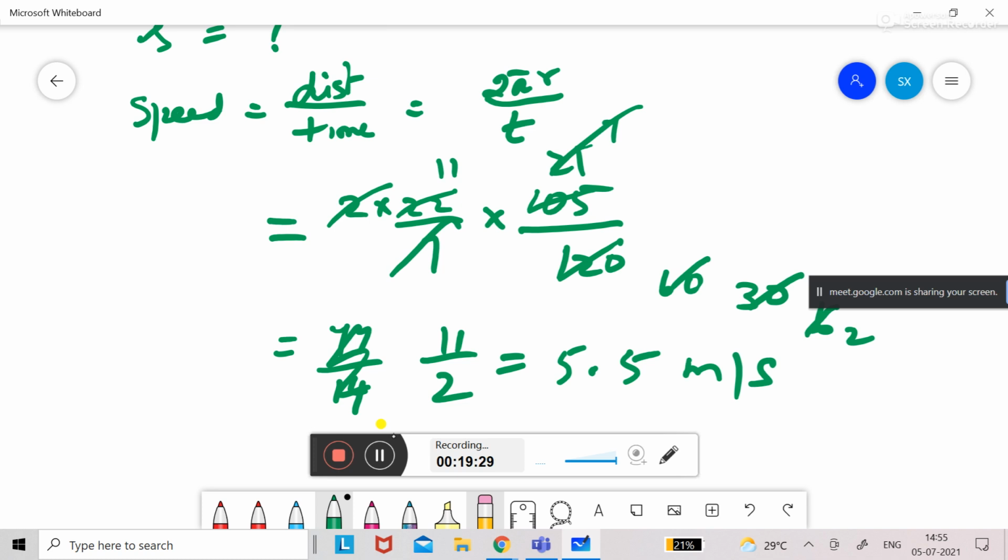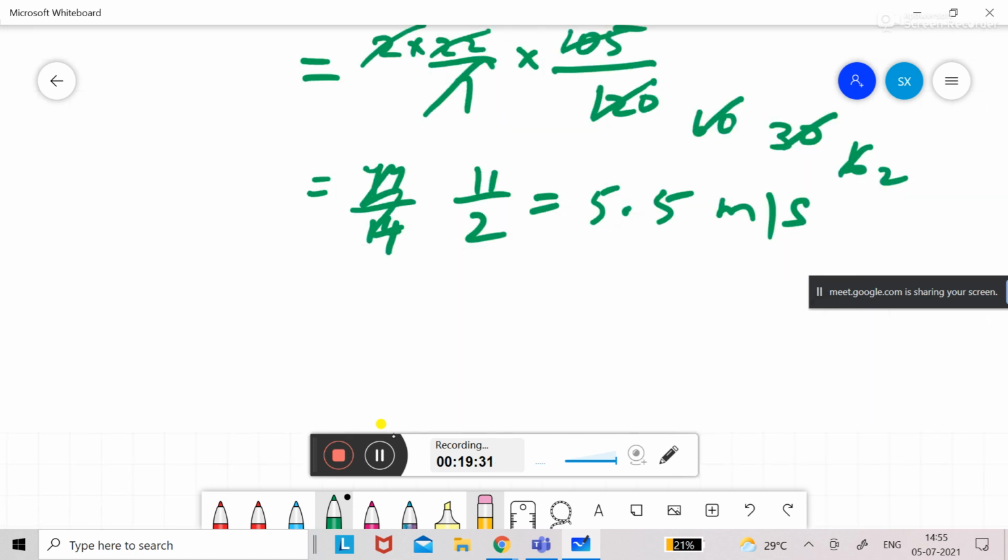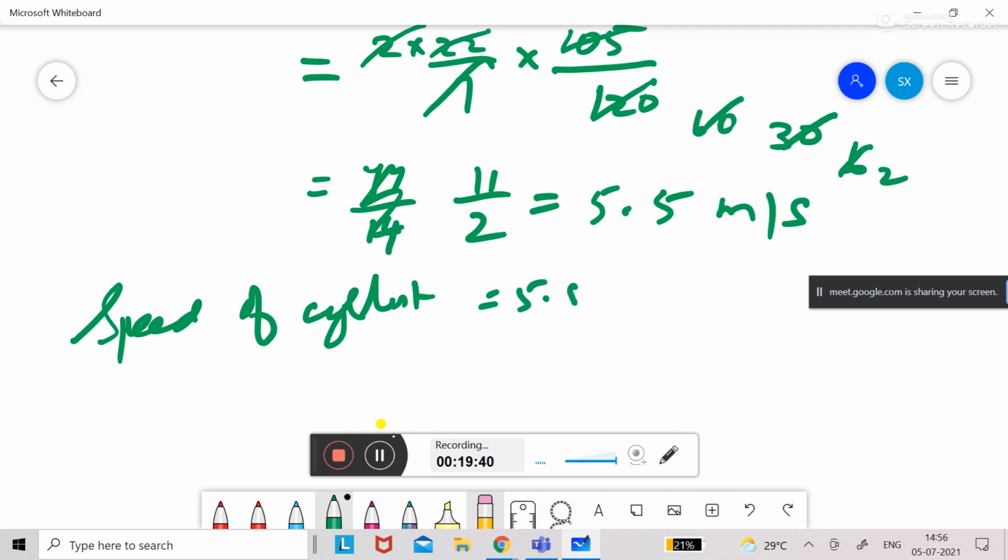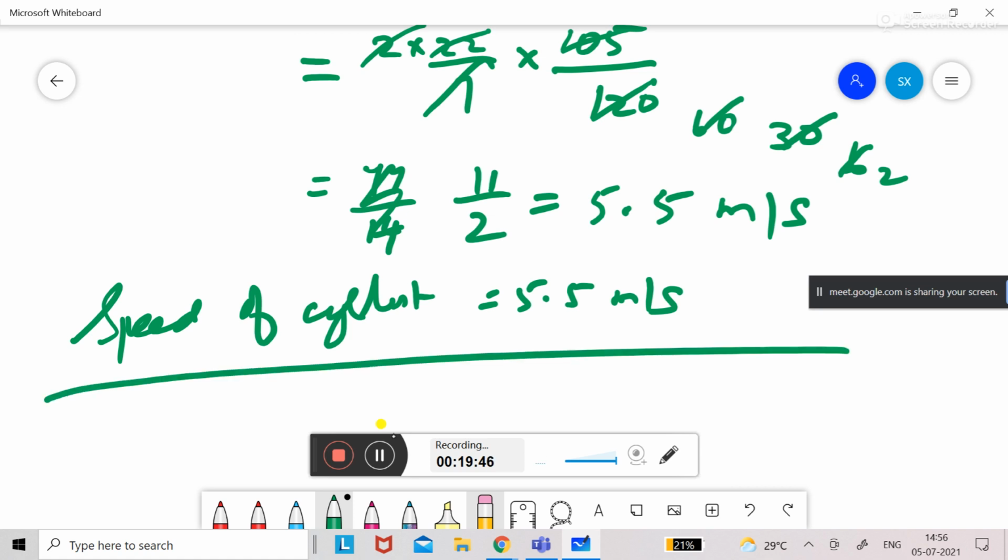Thank you. So the speed of the cyclist on a circular track is, speed of the cyclist is how much? 5.5 meter per second. That's all. Now you know how to do the problems. Okay, I'll give you problems now.